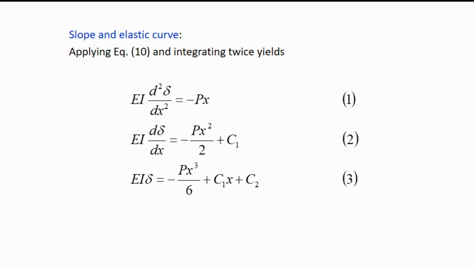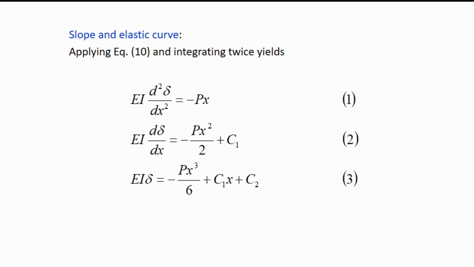This is our expression, the moment curvature relationship. Now, if we integrate one time, then we can write EI dδ/dx = -Px²/2 + C1, where C1 is the constant of integration. This one is the slope equation, equation number 2.